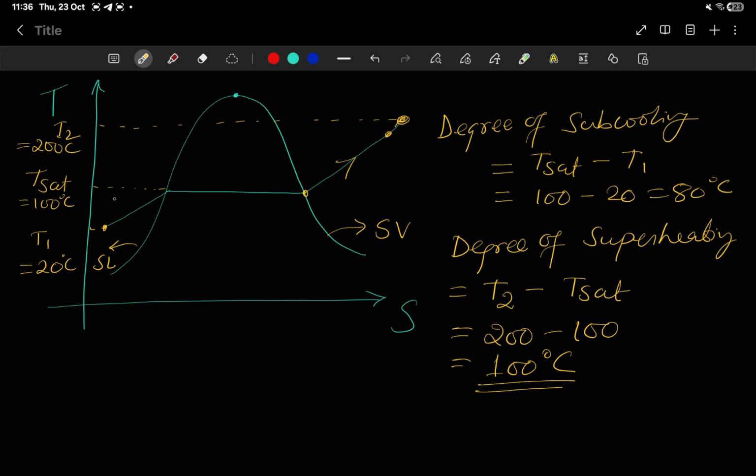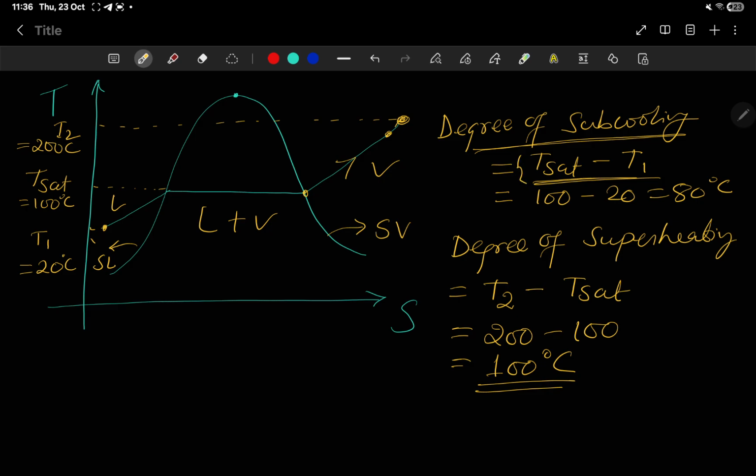And here in this zone we will have liquid. In this zone we will have liquid plus vapor. In this zone we will have only liquid, right? So for this region, the degree of subcooling, this is also called the subcooled region or undercooled region. This region will be the subcooled region or undercooled region.